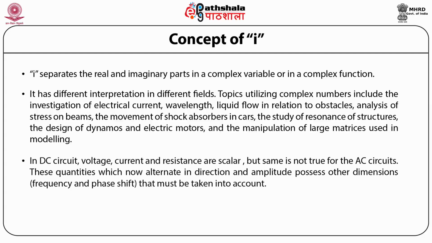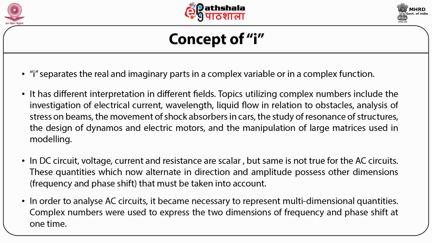In a DC circuit, voltage, current, and resistance are scalar, but this is not the same in an AC circuit. These quantities, which now alternate in direction and amplitude, possess other dimensions, such as frequency and phase shift, that must be taken into account. And the concept of I helps us to identify the frequency shift. In order to analyze AC circuits, it became necessary to represent multidimensional quantities. Complex numbers were used to express the two dimensions of frequency and phase shift.